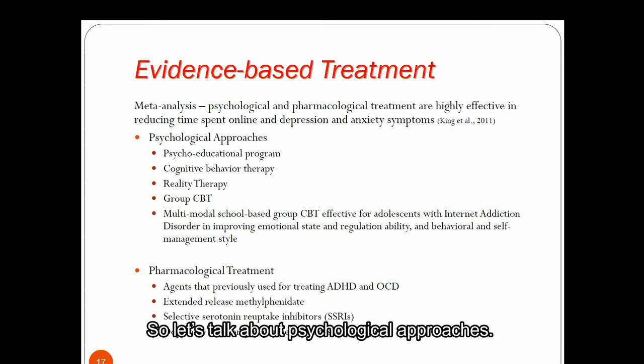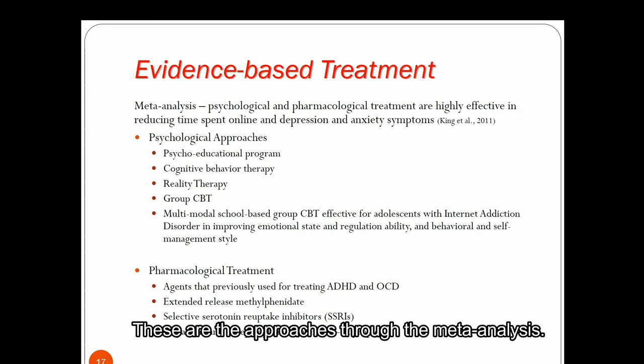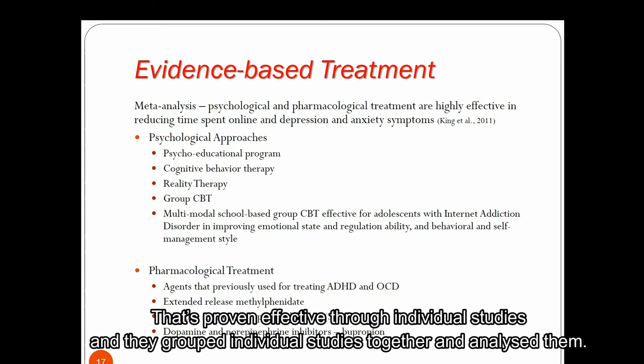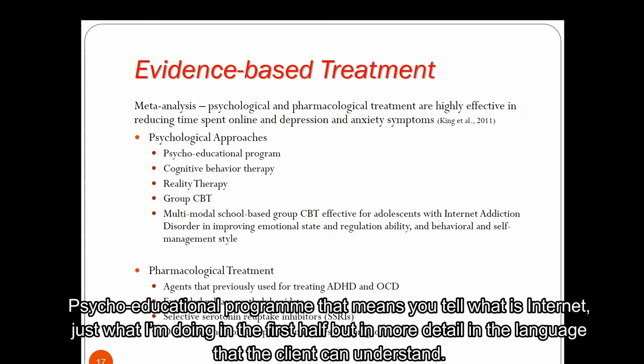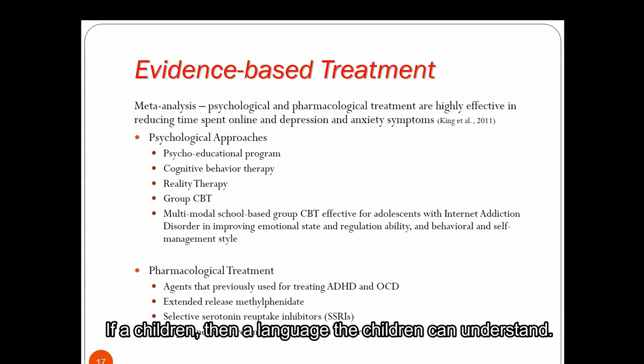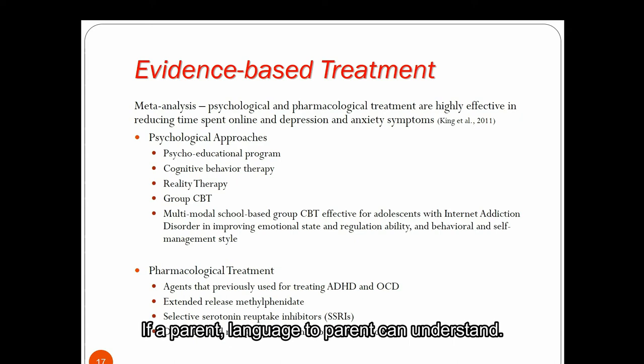Okay, so let's talk about psychological approaches. These are the approaches that the meta-analysis proved effective. Through the individual studies, they group individual studies together and analyze them, and they found the psychoeducation program is effective. Psychoeducation program means you tell what the internet is, just what I'm doing in the first half, but in more detail, in the language that the client can understand. If it's children, then a language the children can understand. If it's the parent, a language the parent can understand.